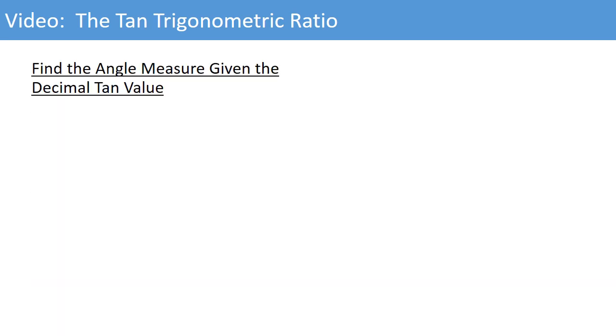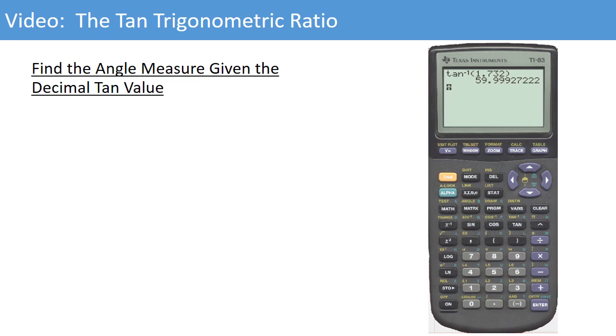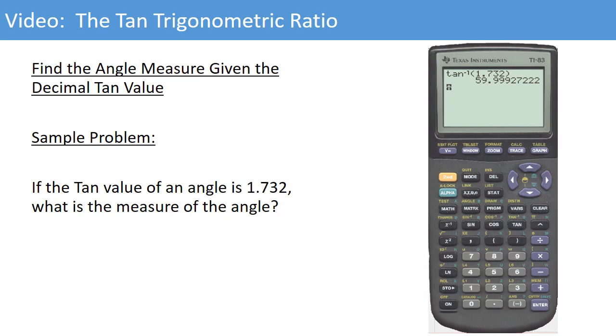Now, find the angle measure of a given decimal tan value. Again, we're going to demonstrate this on a Texas Instrument TI-83. Here is a sample so we have some data to work with. If the tan value of an angle is 1.732, what is the measure of the angle?